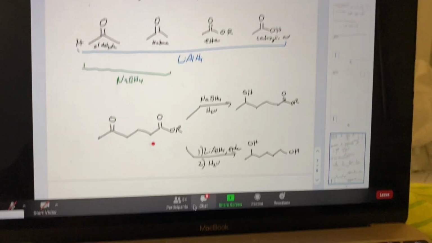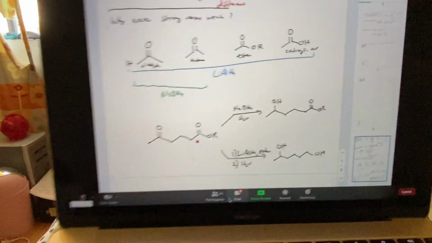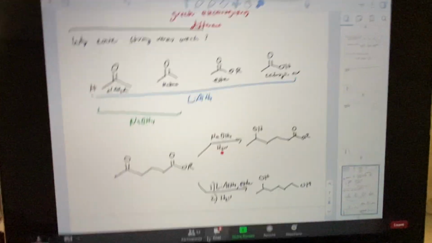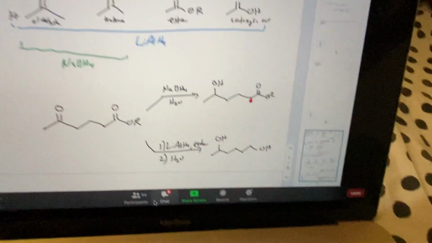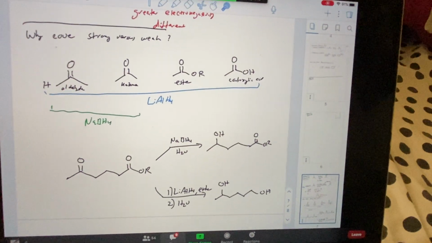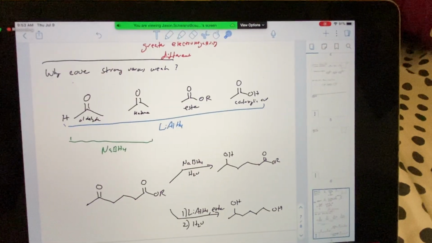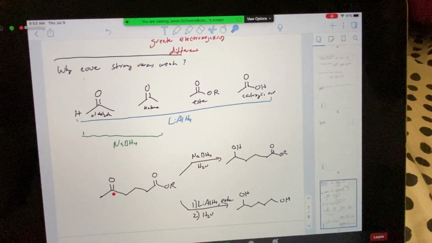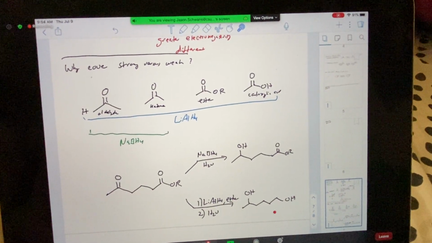We take this compound that has a ketone and an ester. If we treat this with the weaker reducing agent, the sodium borohydride, we're going to reduce the ketone, but we're not going to do anything to the ester, so that stays intact. However, if we end up using a stronger reducing agent, the lithium aluminum hydride here, now we're going to end up again reducing the ketone, so that's the same for both. However, we also now reduce our ester down to a primary alcohol.